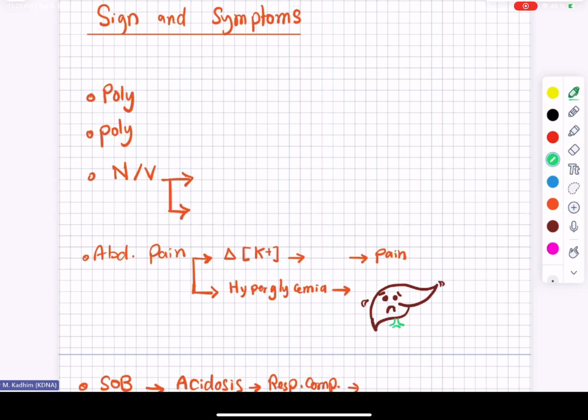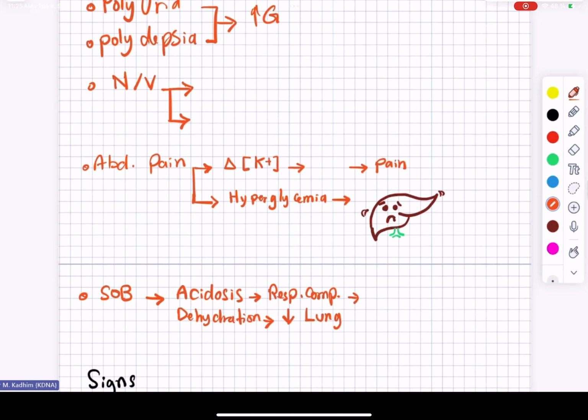Signs and symptoms. Polydipsia and polyuria are caused by increased glucose. This is obviously a well-known complication. Nausea and vomiting, and there are a lot of causes of that.